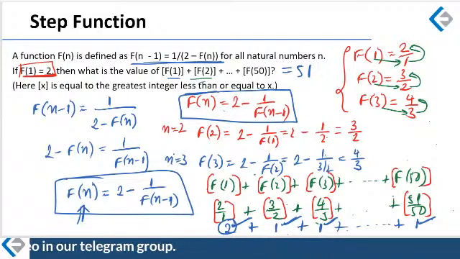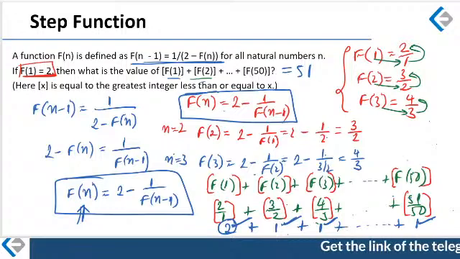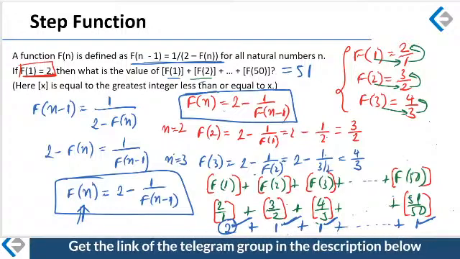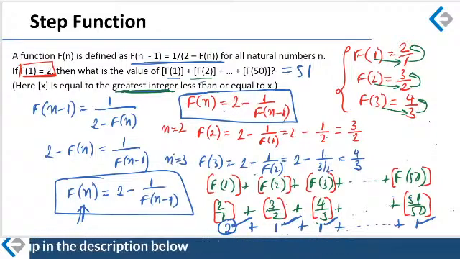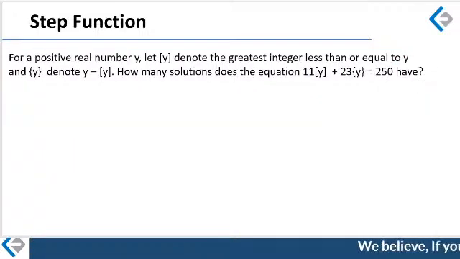Basically, you need to understand how to handle the greatest integer function. Sometimes they may talk about the least integer function as well. Whether they talk about the greatest integer or least integer, once you are clear with the definition, you'll be able to work through those questions. Let's take one more CAT question built on this.